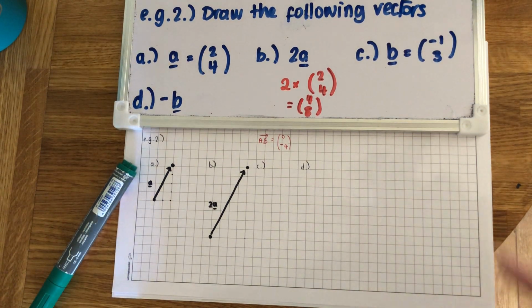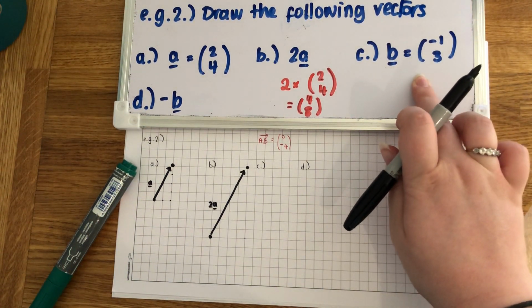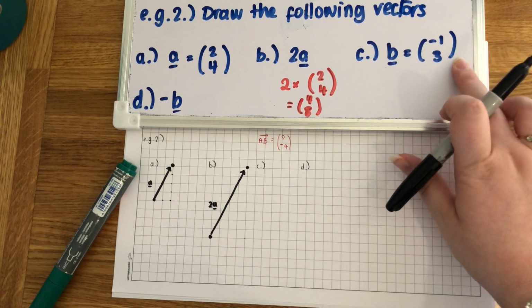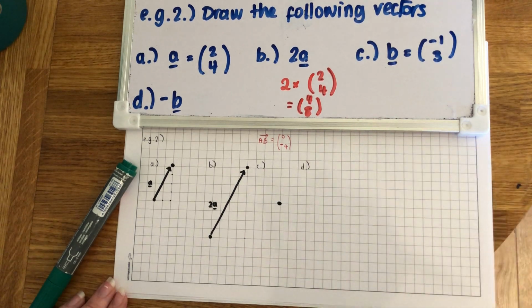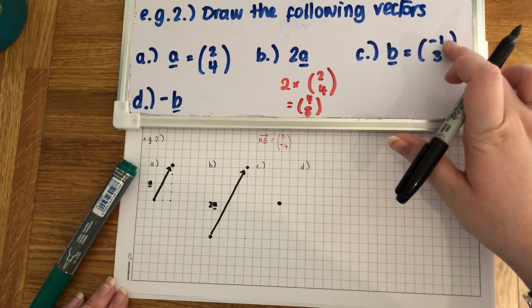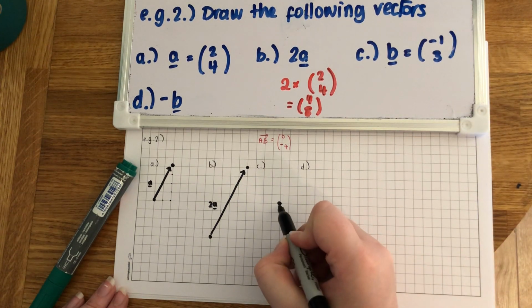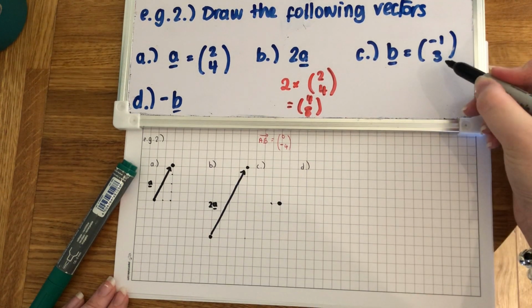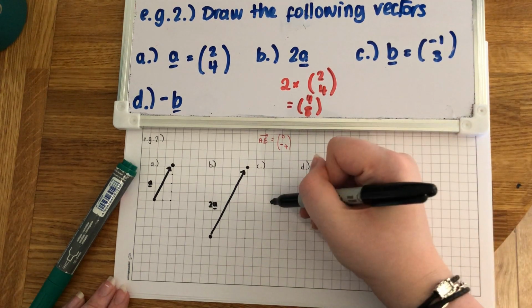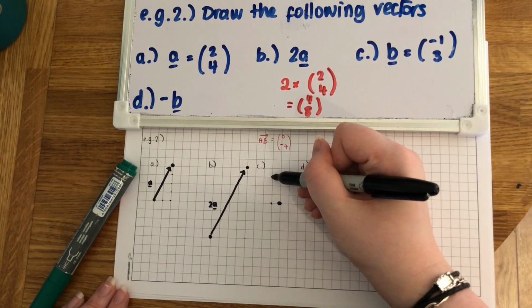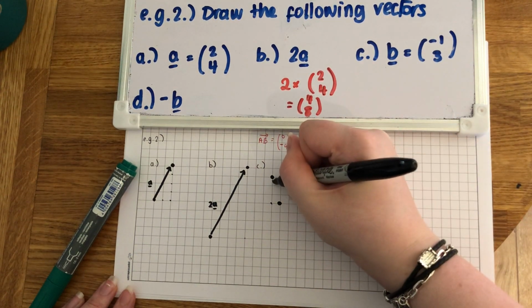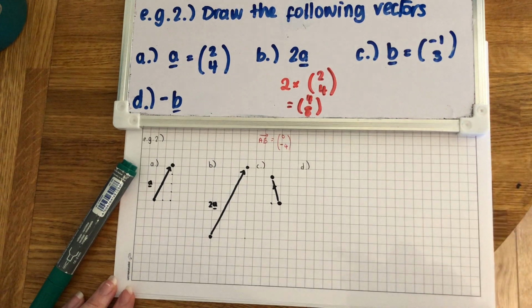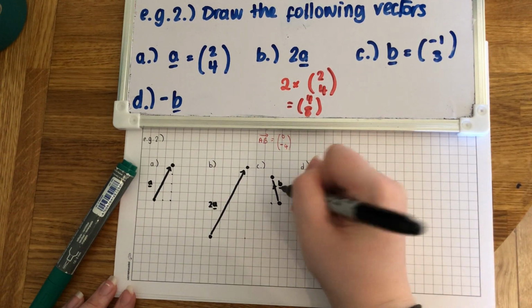Okay, so the next one, we've got this B now. So we've got -1 and 3. So again, pick a starting point. Okay, so I'm going to start there. The -1 at the top means that I'm going 1 to the left. And then the 3 on the bottom means I'm going 3 up. So 1, 2, 3. So I will be finishing there. And then again, draw a line and then an arrow. And then we'll call that B.